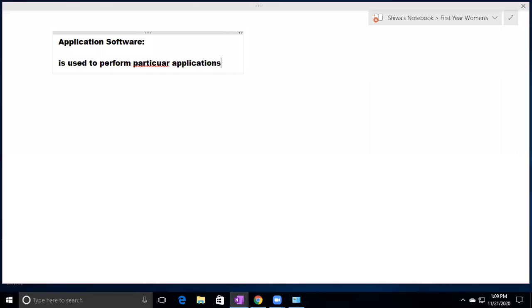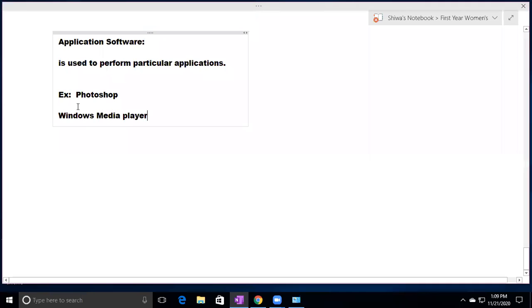In the previous class also I explained, if our requirement is, for example, I want to edit the photos, to edit the photos I'm using Photoshop. I want to watch the movies, to watch the movies I'm using Windows Media Player. So this Windows Media Player is an example of application software. I want to read the PDF files, to read the PDF files we use Acrobat Reader. Like this, all these are examples of application software.